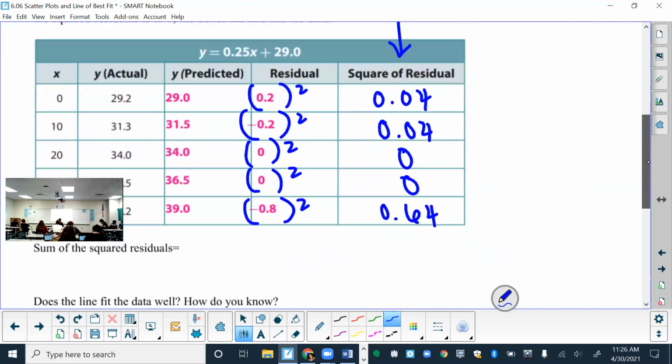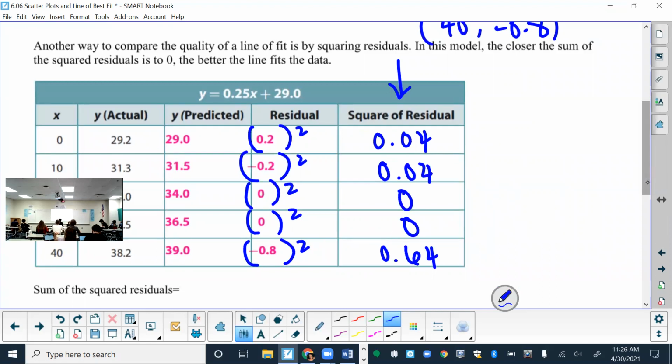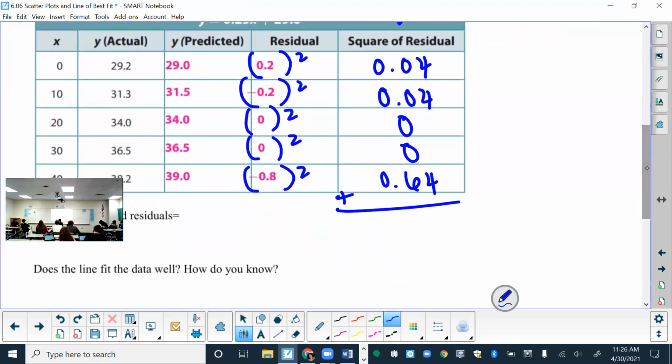All right, so we squared them. Now we're going to take the sum of them, so that means to add them. All right, so add them all up. What do we get when we add them? 0.72. Would you say that that number is pretty close to zero? Yes. So that's a really good residual value to have. So I would say that this is a good representation of the data. So does the line fit the data well? Yes, because the residual value is close to zero.